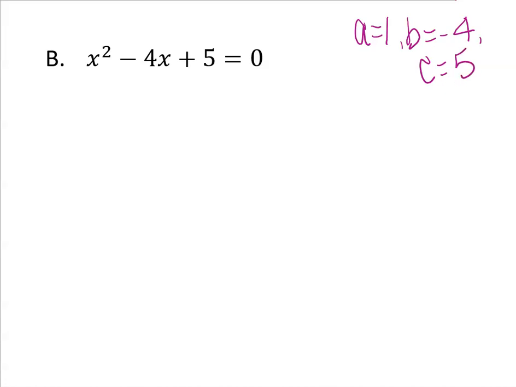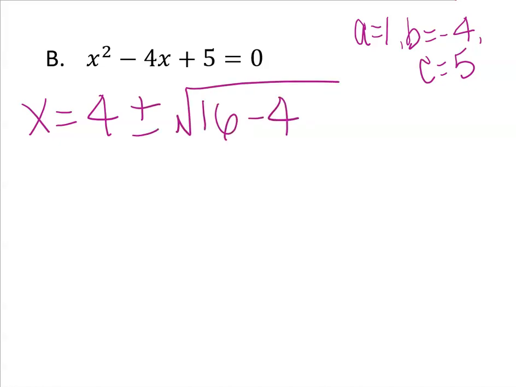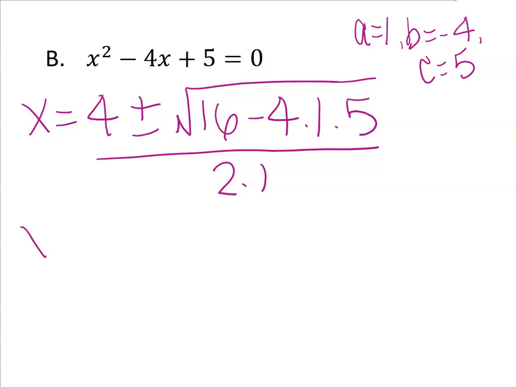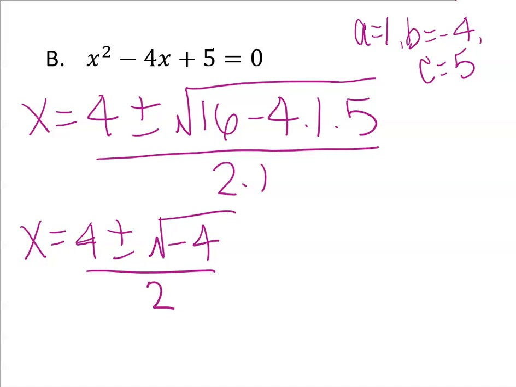And of course, on the test this week for the semester, you don't have to memorize the quadratic formula. You would have it written probably on the board. So -b would be a 4. b squared would be 16. And then on the bottom, 2 times 1. Okay, so you should be sitting somewhere with 4 plus or minus square root -4 all over 2.